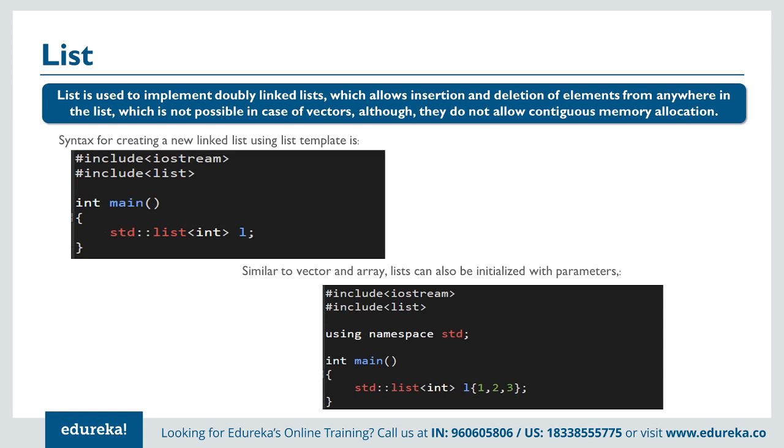Then next we have list. List is used to implement a doubly linked list, which allows insertion and deletion of elements from anywhere in the list, which is not possible in the case of vectors, although lists do not allow contiguous memory allocation. So list is similar to a doubly linked list. Doubly linked lists have pointers. So when you insert an element in a list, actual movement of elements does not happen, but a pointer is readjusted, and therefore insertion and deletion is very fast.